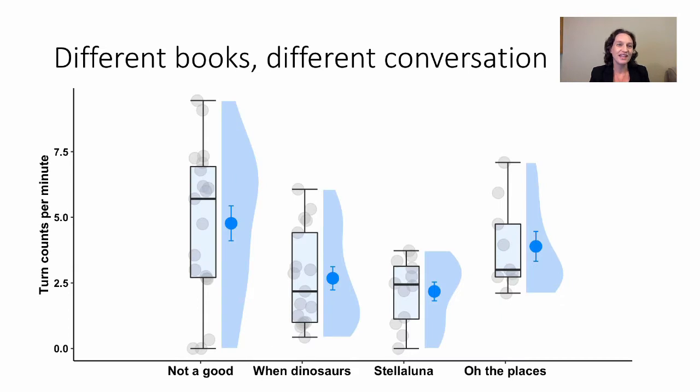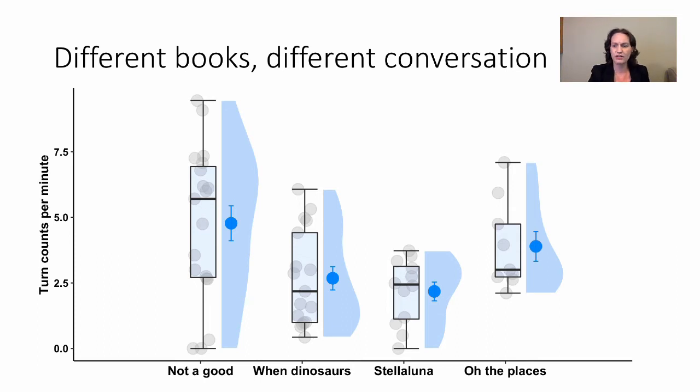But what we also see is that different books generate different kinds of conversation. And so what I have here plotted is the number of turn counts per minute across the 4 different books. And we see that there's quite a bit of variability. Obviously, we see lots of variability across families, but maybe we also see some variability across books, with the short, simple book really having quite a bit more turns than maybe some of the longer, more complex books.